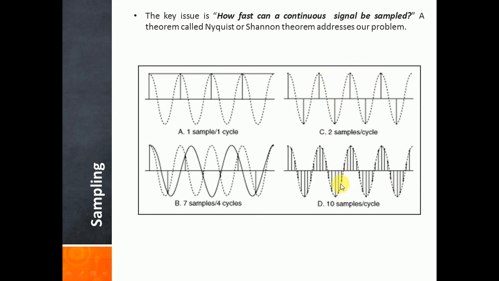But if we increase the sampling frequency to 10 samples per cycle, now you have a very good image of how the signal looks. So if you want to sample a signal, the Nyquist theorem, or the Shannon theorem, says the minimum sampling frequency has to be double that of the original signal. Only then can you get some idea what the shape looks like. Of course, the more the merrier.